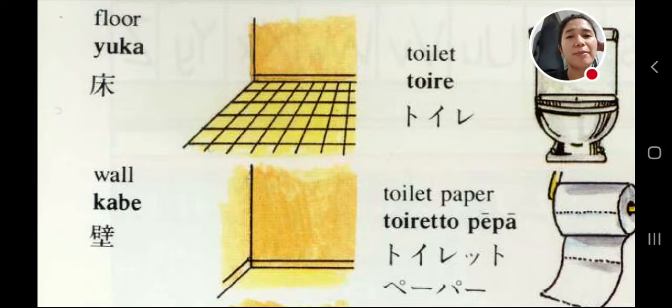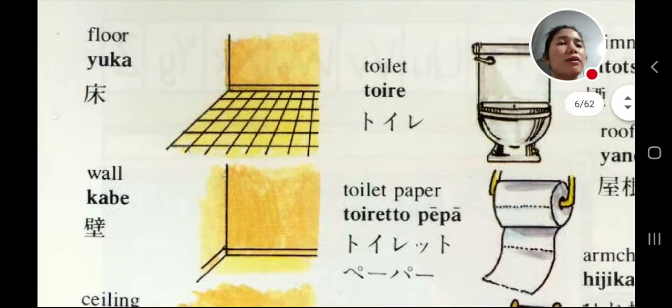Wall is kabe. Kabe. Bakit kabe? Kasi katabi mo yung wall. Katabi ko planchahan. Ito pala. Katabi mo is wall. Kaya kabe. Kabe. So, sorry, that's in Filipino. Filipino is katabi, beside. So, wall is kabe. Dahil baka malito yung mga ano, taga-ibang lahi.